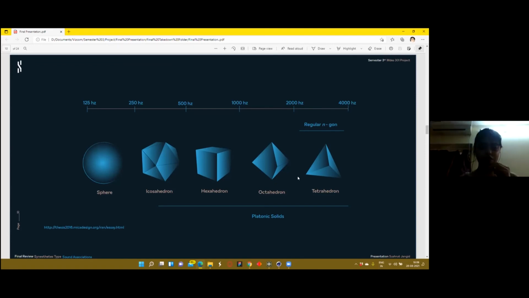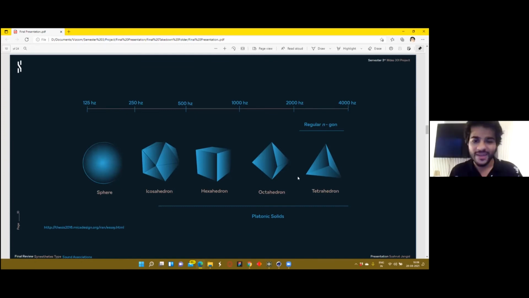Is there a reason that you chose a hexahedron particularly for 500 hertz or something? Is there some psychology behind that? No. Okay, just an assumption, right? Yeah, it's just an assumption.